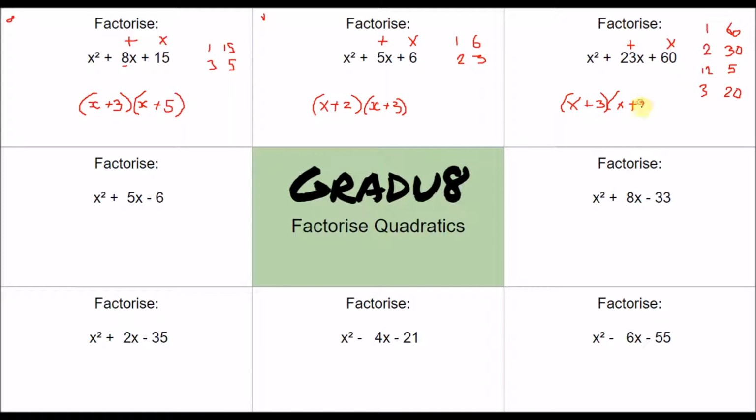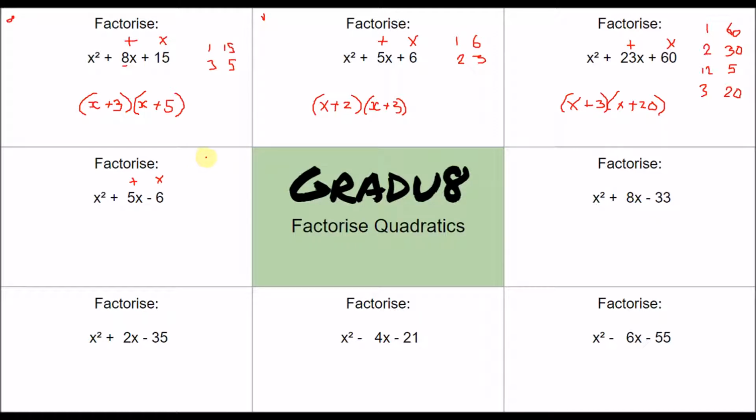Okay, just as I'm writing this one, if you cast your eye down to the next question, you'll notice something slightly different about it. If we keep our rule from before, you're looking at numbers that times together to make this, and they add together to make this. But what's different about this number here? Well, this time you've got a minus 6.